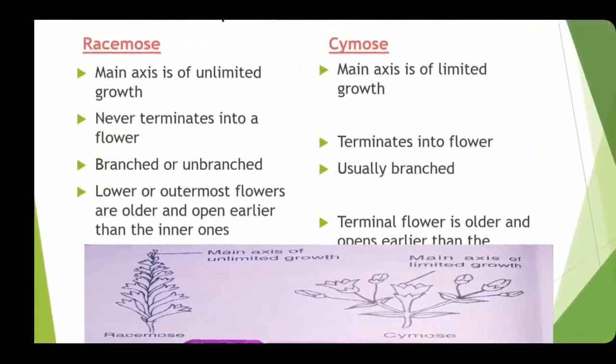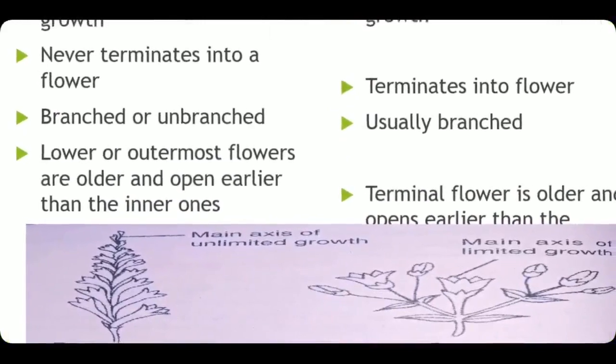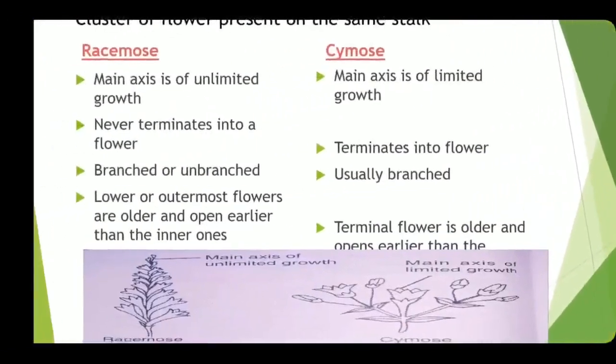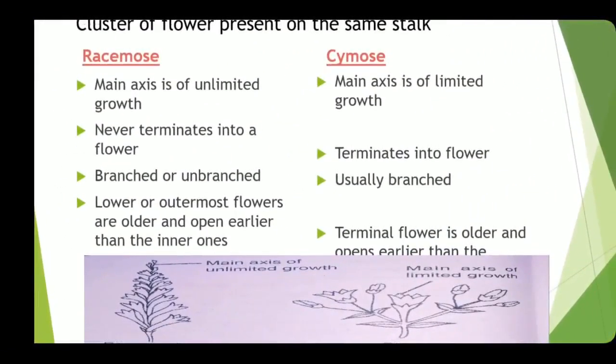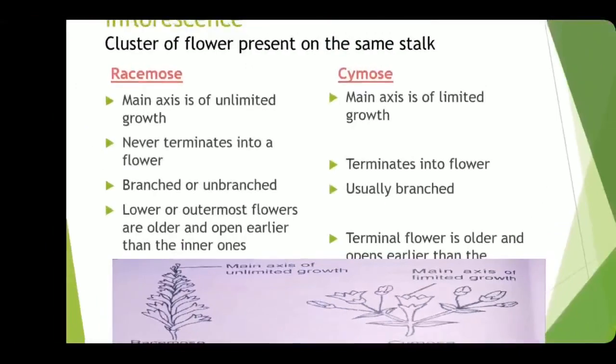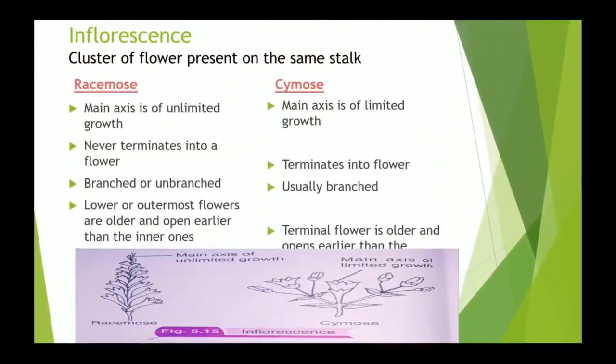And one more point is that the axis in racemose never terminates into a flower. It means it can develop lateral flowers, sidewise flowers, but in itself it does not convert into a flower. But in cymose, you can see it terminates into a flower and it is of limited growth. So this is the basic difference between racemose and cymose.